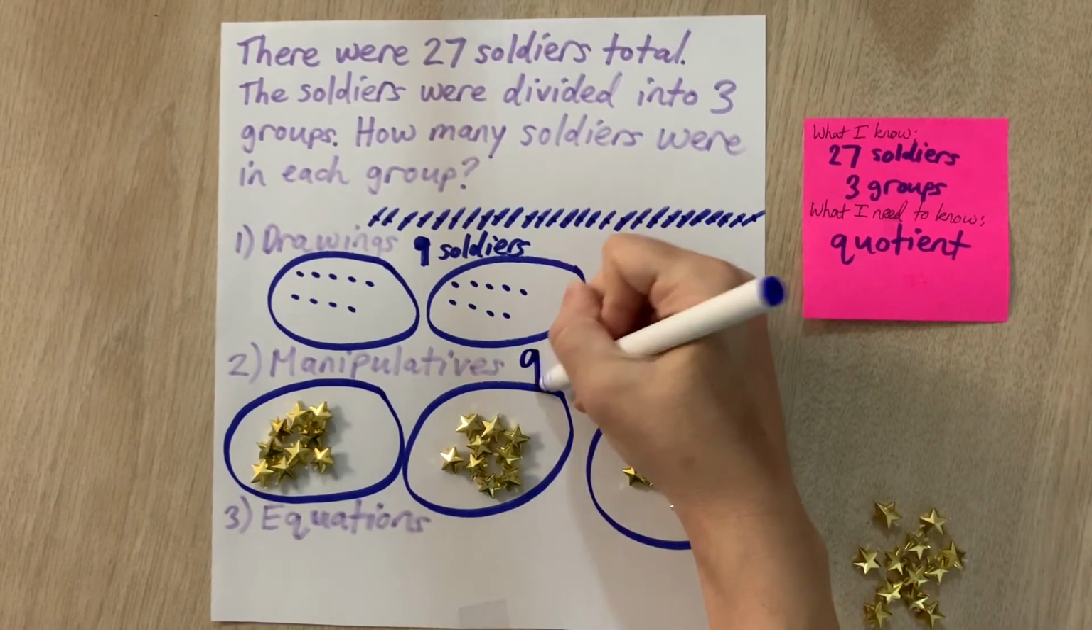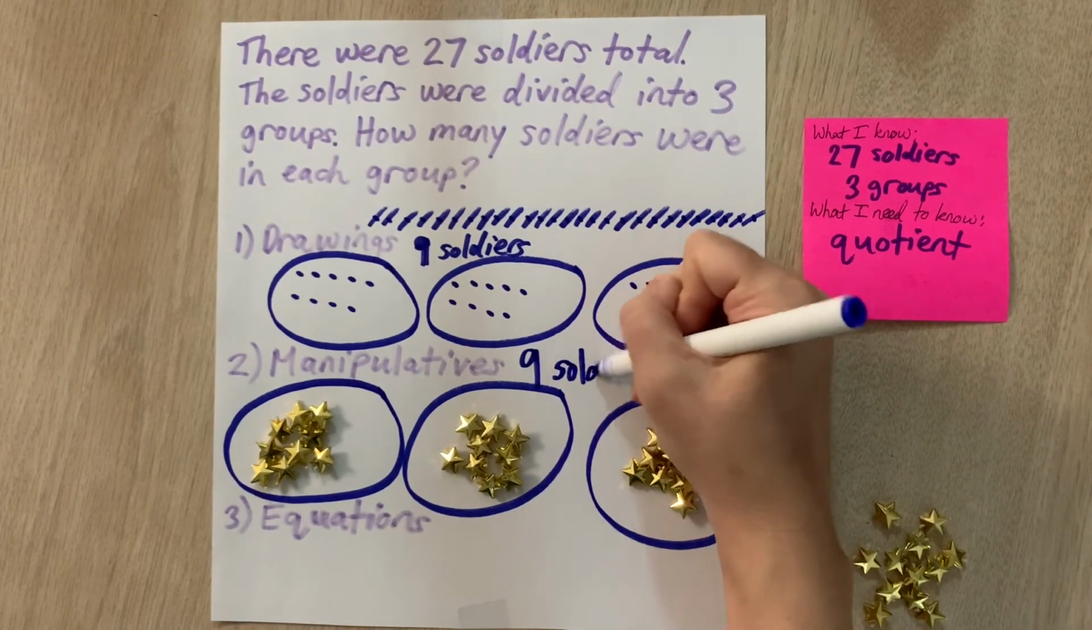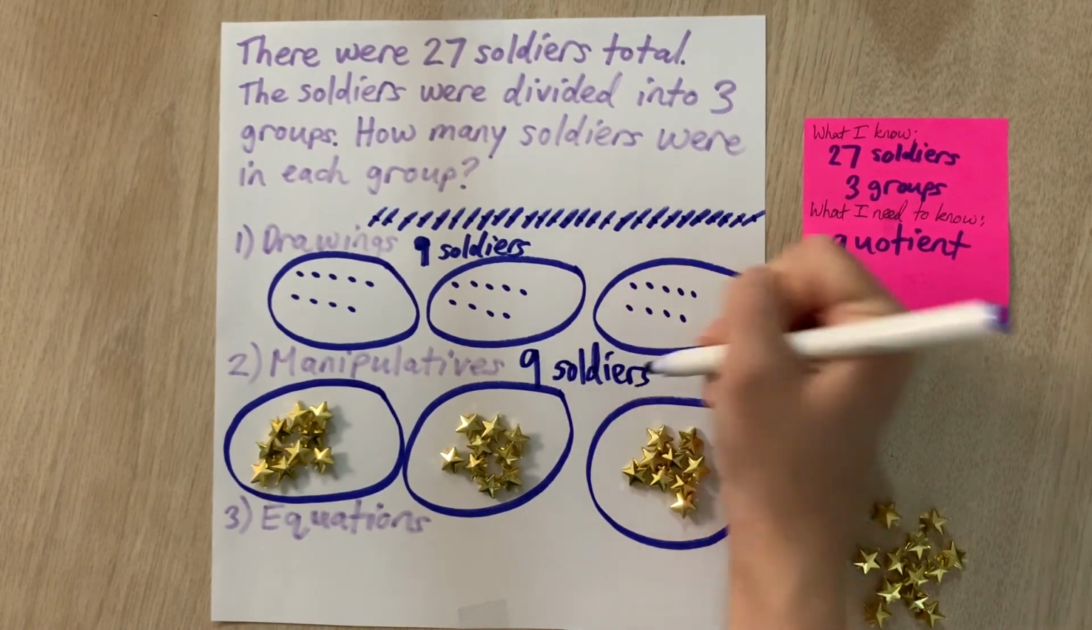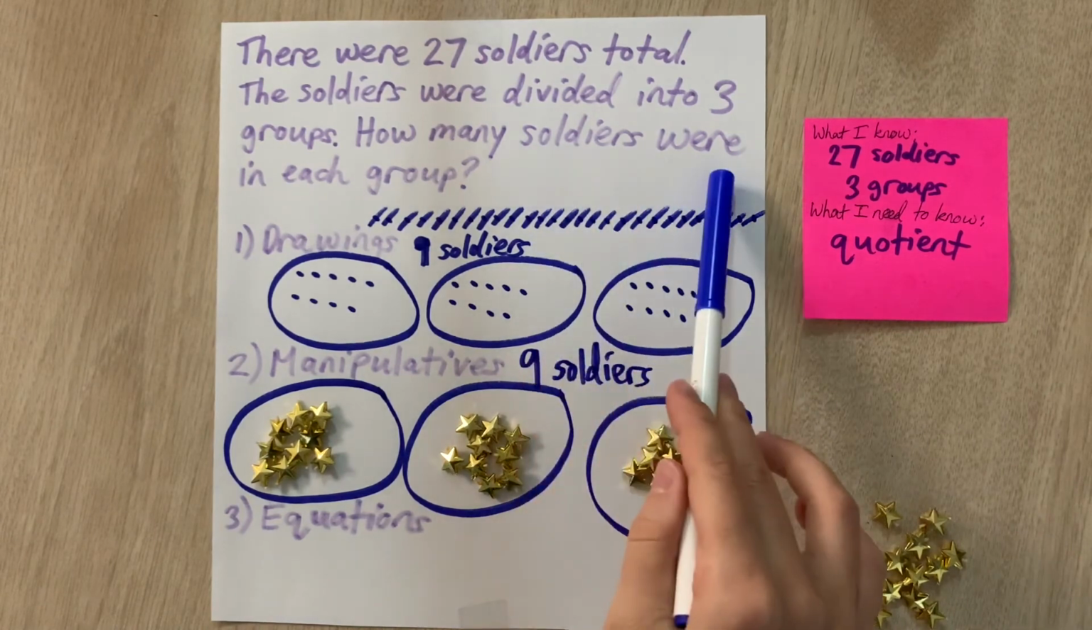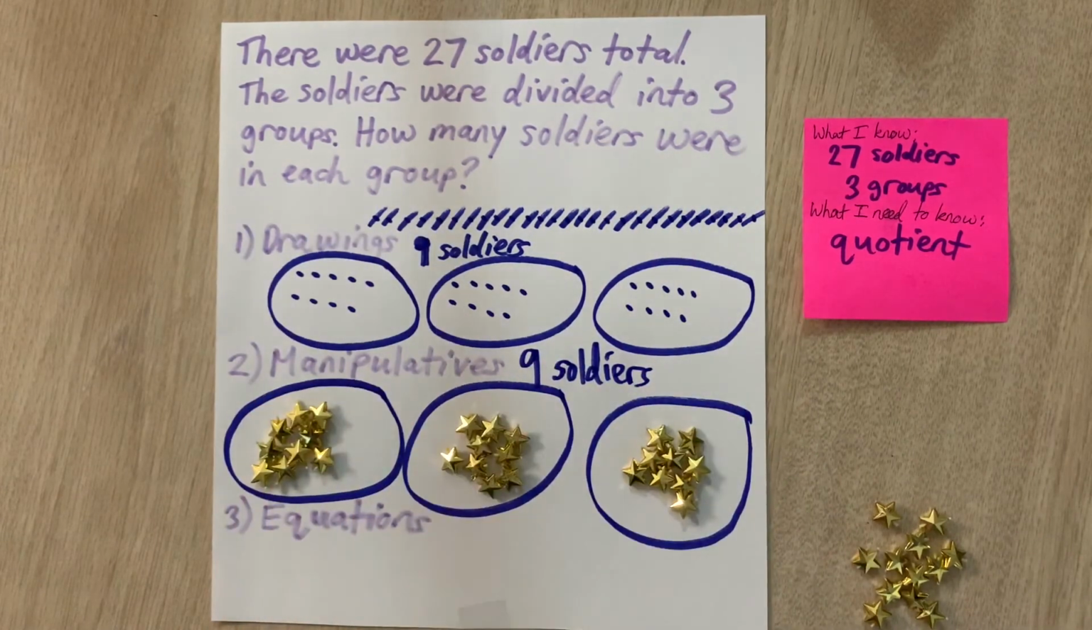So let's write 9 soldiers. Because it's asking how many soldiers were in each group. So we wouldn't add all of this together because we already have the total. We already know that it's 27 soldiers total. Instead, we're solving for the number of soldiers that are in each group. And there's 9 soldiers in this group, 9 soldiers in this group, and 9 soldiers in this group. That's why our answer is 9 soldiers.